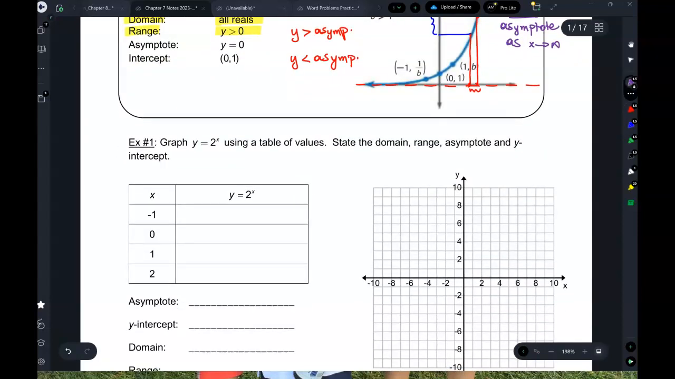So first I have y equals 2 to the x. First of all, let's determine, is this exponential growth or decay? Do I put it in the calculator? No, just by looking at it, look at this number. Is this greater than 1 or less than 1? Greater than 1, so this is growth.